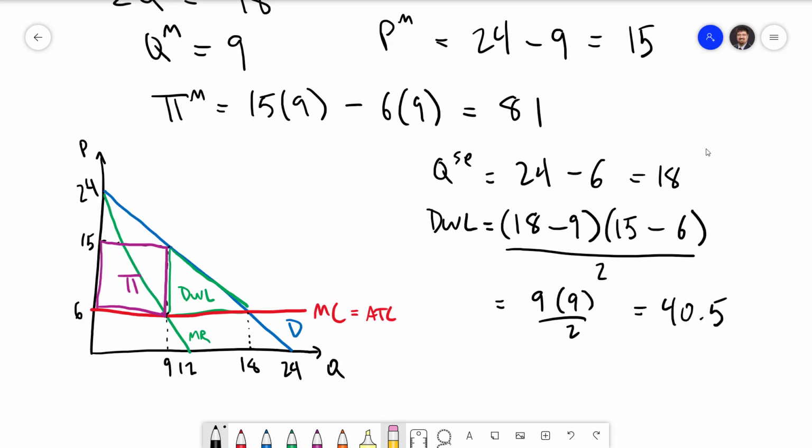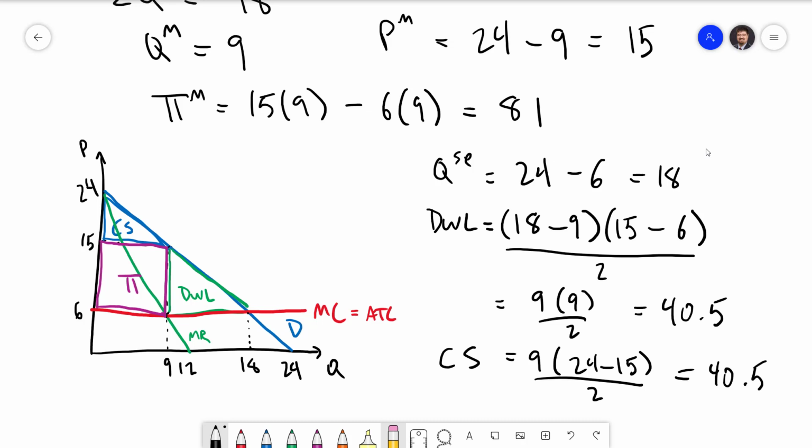40.5. We can also calculate the consumer surplus, and that's going to be this area up here, above the price, below the demand curve. That has a base of 9, a height of 24 minus 15, it's also 9, divided by 2, and so that's going to be the exact same thing, 40.5.